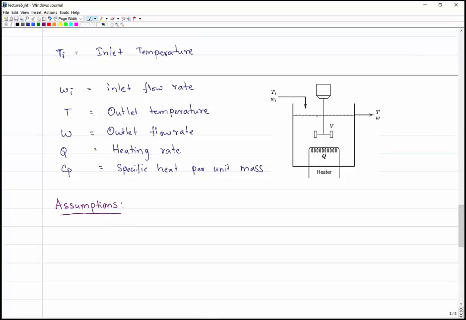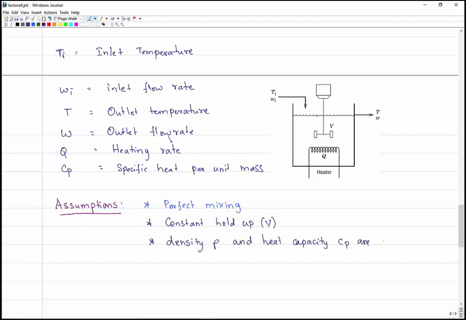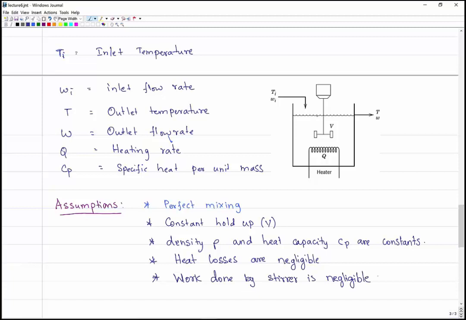Now, anytime a problem of this nature is given to you, it's very important to make certain engineering assumptions that make sense to you, because without those assumptions, the eventual model could get quite complicated. Once you make the right engineering assumptions, the modeling exercise itself could be quite simple. So to make this process easy, let's assume that the stirrer mixes the liquid perfectly. In other words, there are no temperature gradients within the tank. It has constant hold-up. The volume is assumed to be constant. Let's also assume that the density of the liquid is constant and its specific heat capacity is independent of temperature.